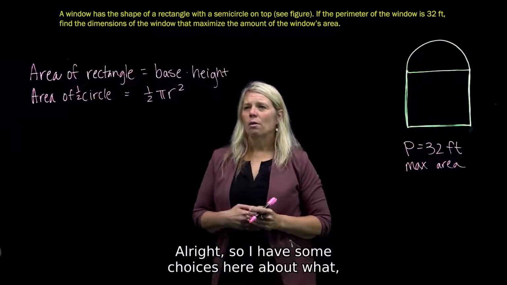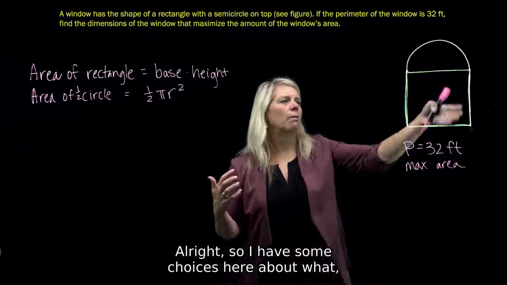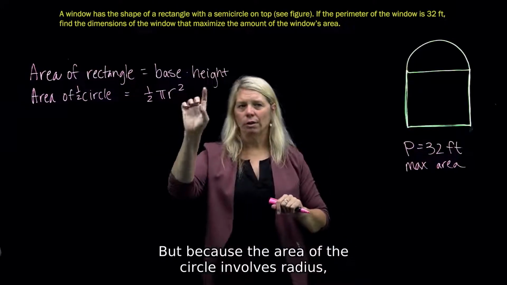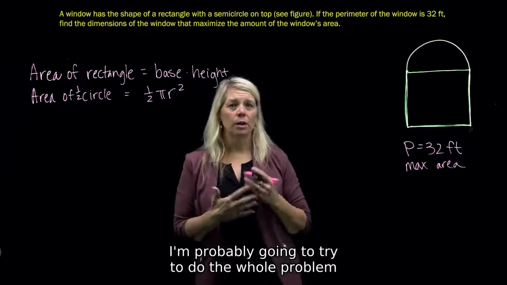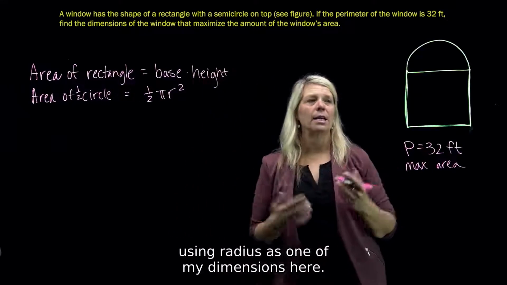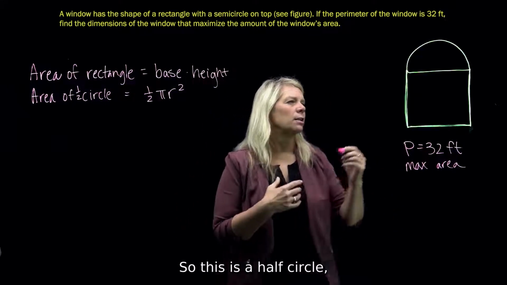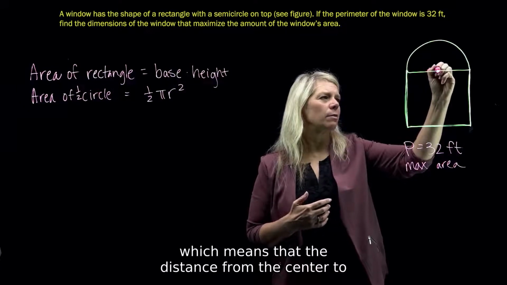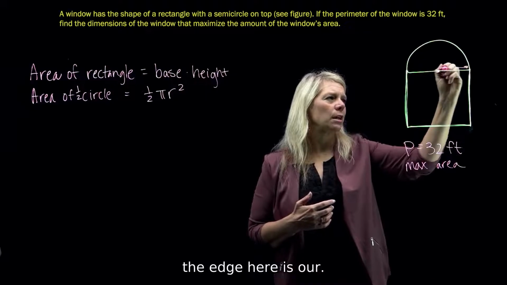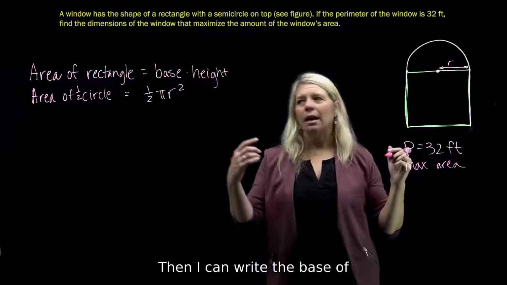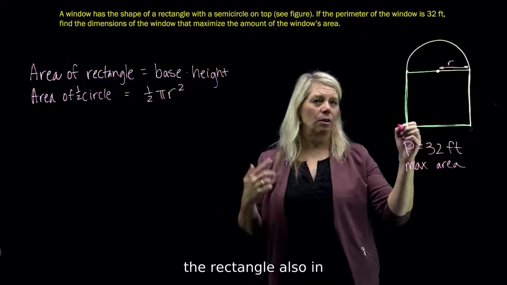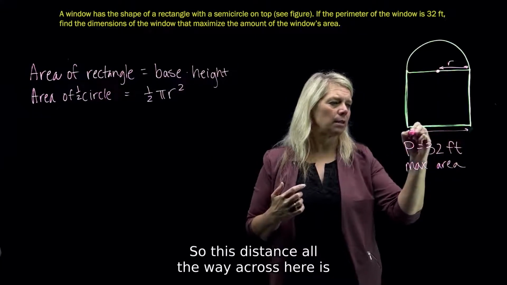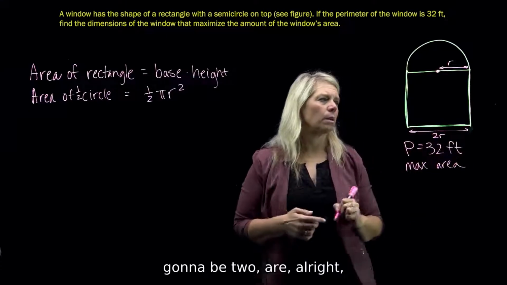All right, so I have some choices here about how I label this diagram, but because the area of the circle involves radius, I'm probably going to try to do the whole problem using radius as one of my dimensions. So this is a half circle, which means that the distance from the center to the edge here is r. And then I can write the base of the rectangle also in terms of r. It's going to be all the way across here. So this distance all the way across is going to be 2r.